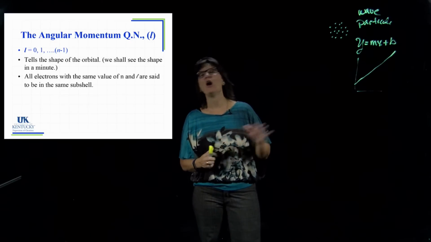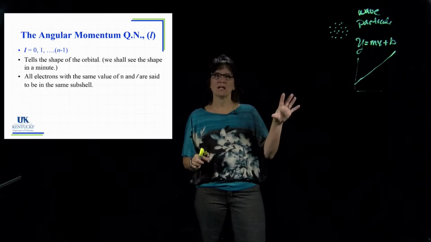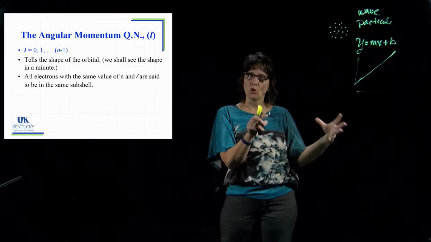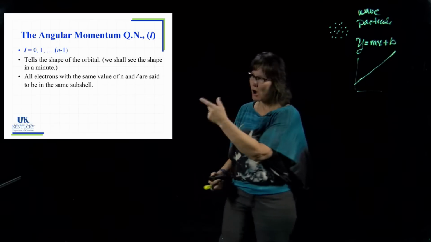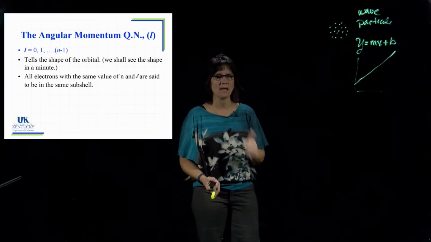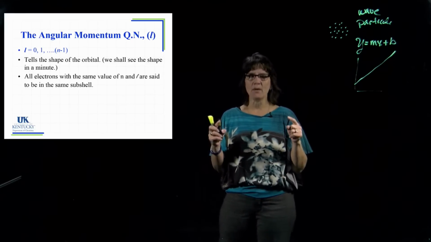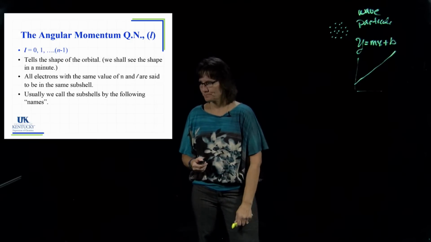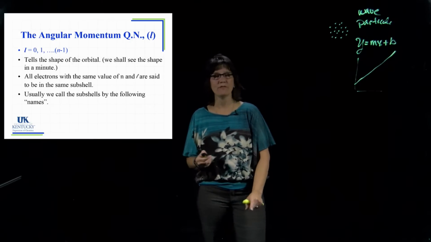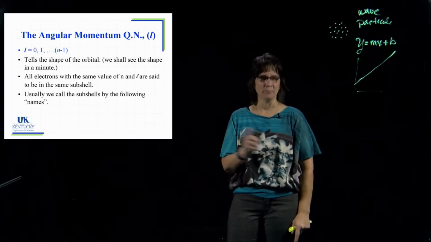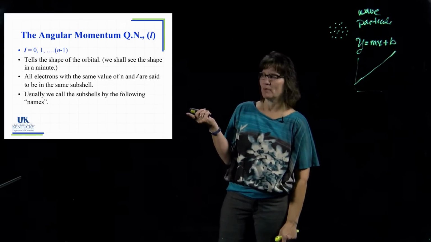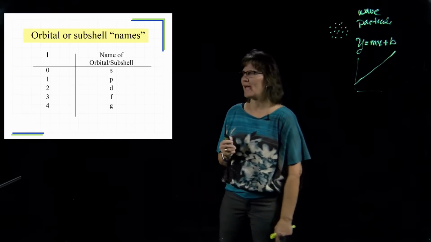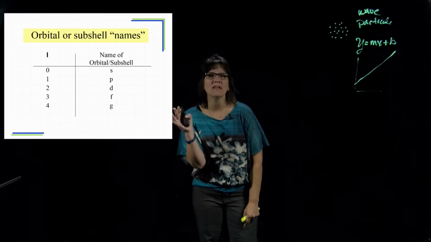So that'd be like saying all the people at the University of Kentucky who live in Woodland Glen 4 are in the same dorm. Okay, you're in the same dorm. All electrons that have the same N and the same L are in the same, what we call a subshell. Now these subshells have the following names, okay? So we got to name them. We don't name them by their number. They have a number. These numbers came out of the Schrödinger equations, but they have names. So you need to know these names.